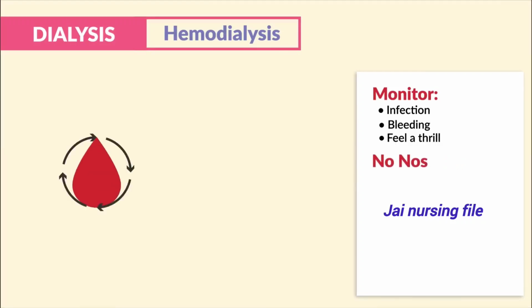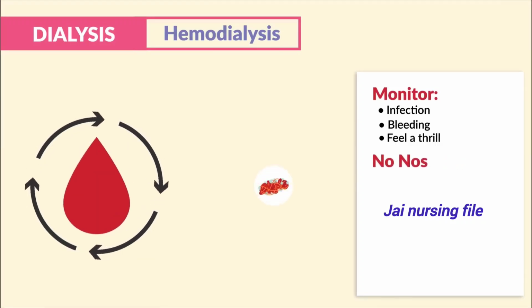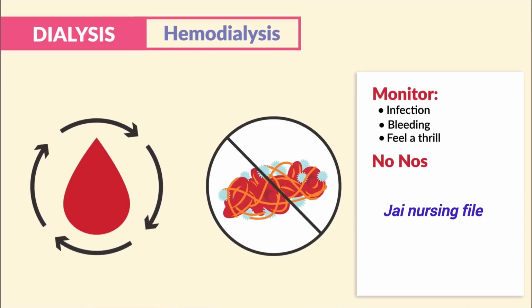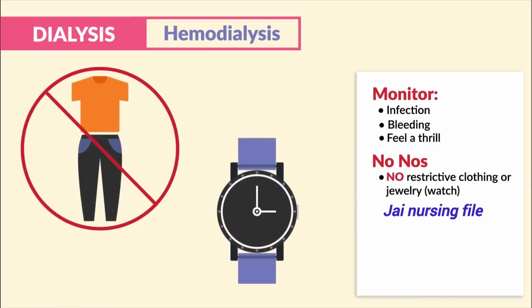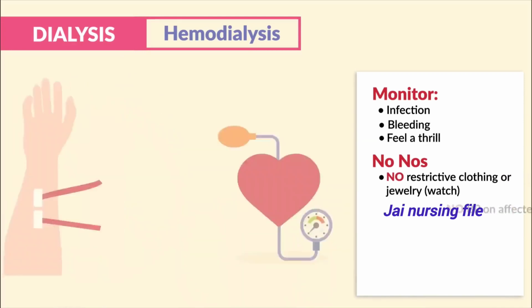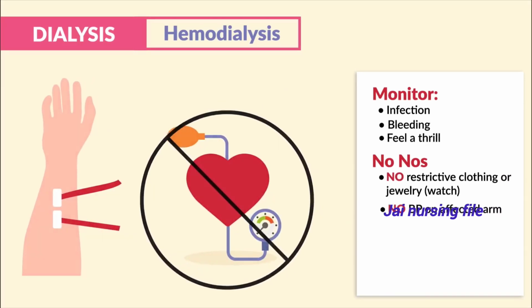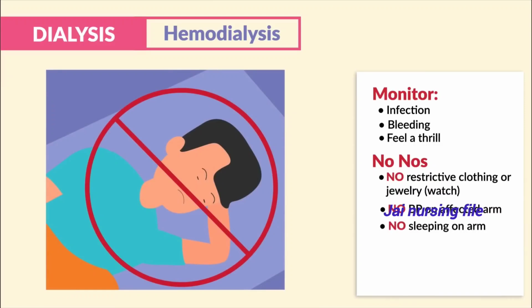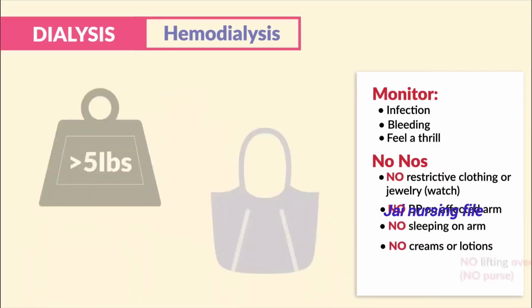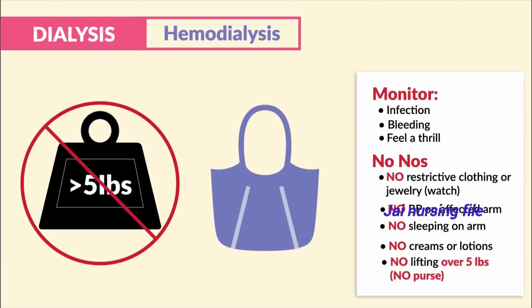Okay, now for the no-nos. Just think here, we're trying to promote adequate blood flow and prevent that clotting. So we must avoid all pressure. So no restrictive clothing or jewelry, especially watches or even bracelets. No blood pressure on the affected arm, no sleeping on that arm, no creams or lotions in terms of infection, and no lifting over 5 pounds.